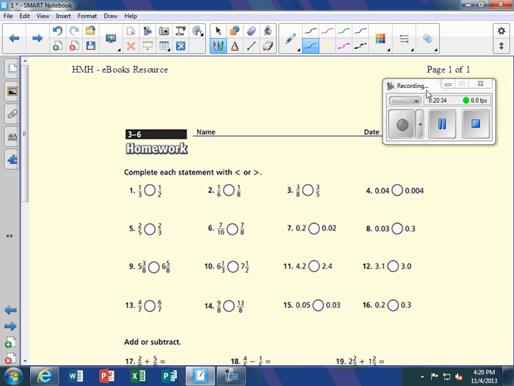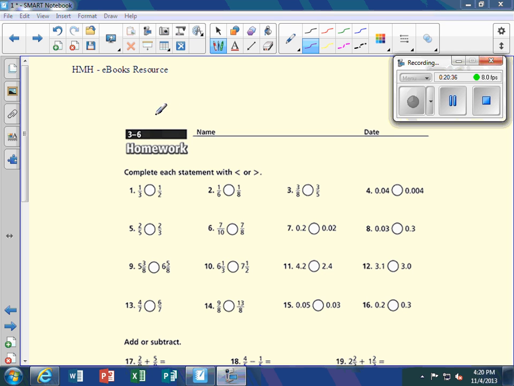So for homework in class, you have 3.6. Again, you are comparing 1/3 and 1/2, greater than or less than. Again, you would assume that the 3 is greater, but when you're dealing with fractions, the smaller number is greater. And if you don't believe me, 8 times 1 is 8, and 6 times 1 is 6, and 8 is greater than 6. That's just an easy way to remember it.